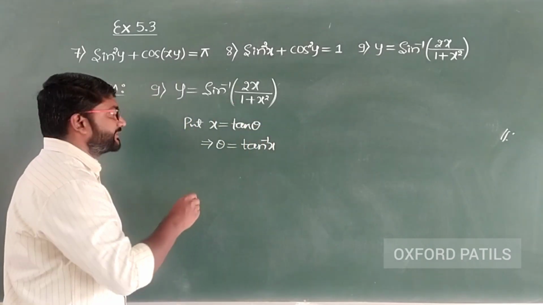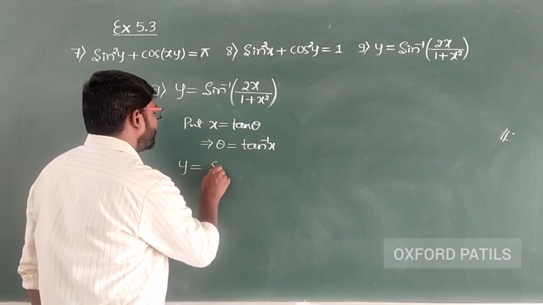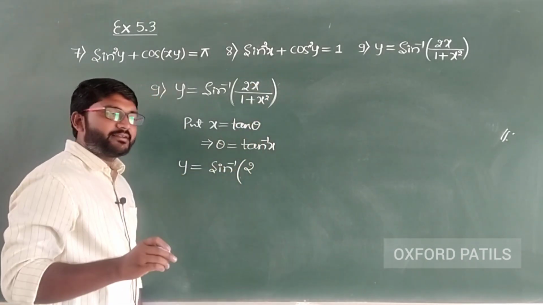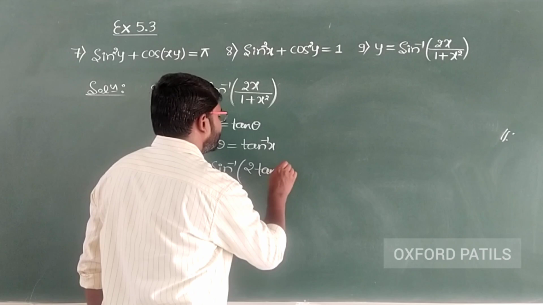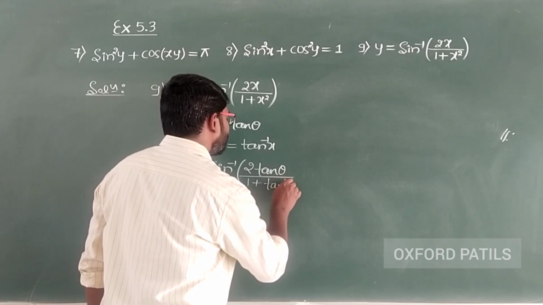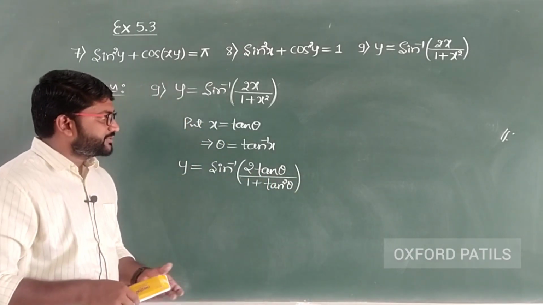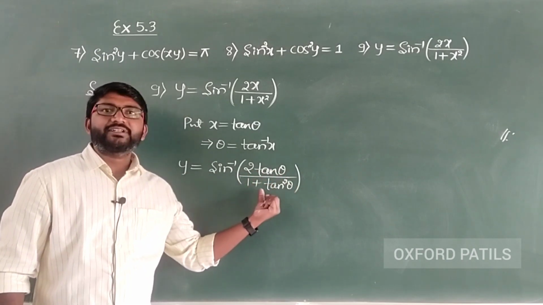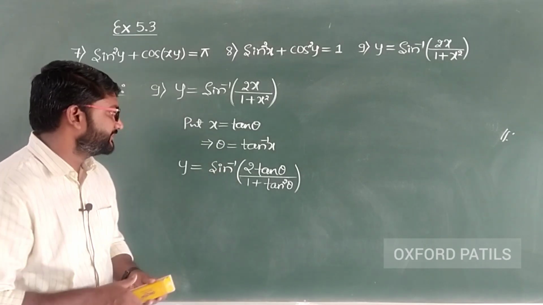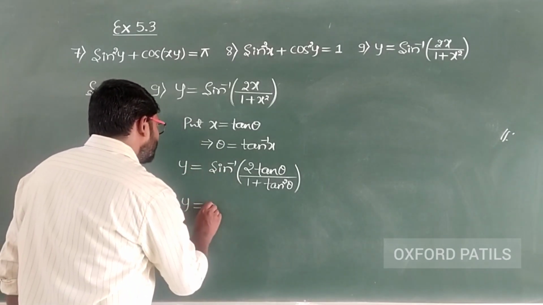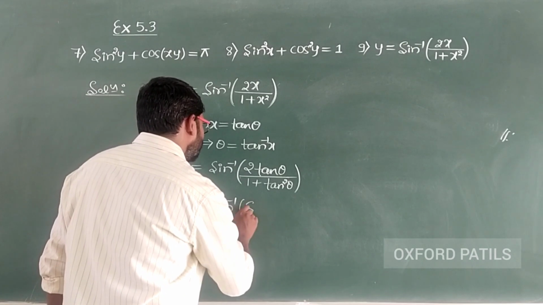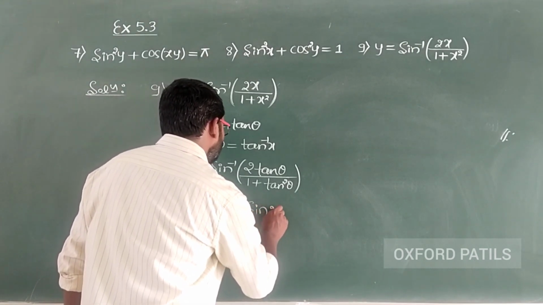So let us simplify the given function now. y is equal to sin inverse of 2, what is x now? x is tan theta, so it is 2 tan theta, then divided by 1 plus tan square theta. So observe this term now: 2 tan theta divided by 1 plus tan square theta. This is nothing but sin 2 theta. This we have studied in our first PUC trigonometric functions chapter. So now y is equal to sin inverse of sin 2 theta.